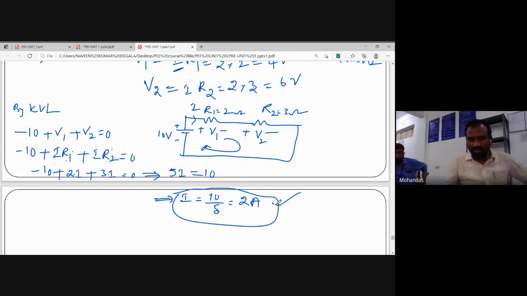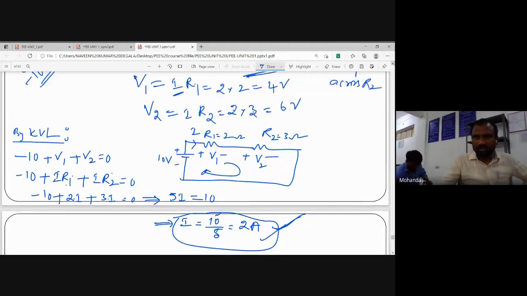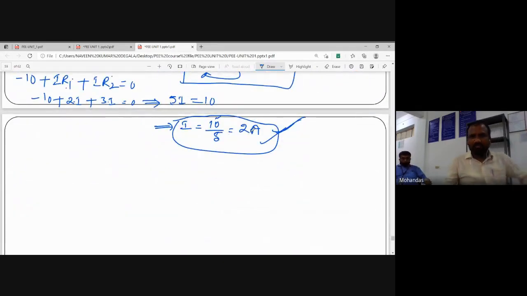So in this way also we can calculate the current. Simply, I equals V by R. Initially we wrote it directly, but here we are following this KVL notation. We got the same value: I equals V by R, 10 by 5, which is equal to 2 amperes. This is the application of the KVL. Once you know the I value, then we can easily calculate V1.